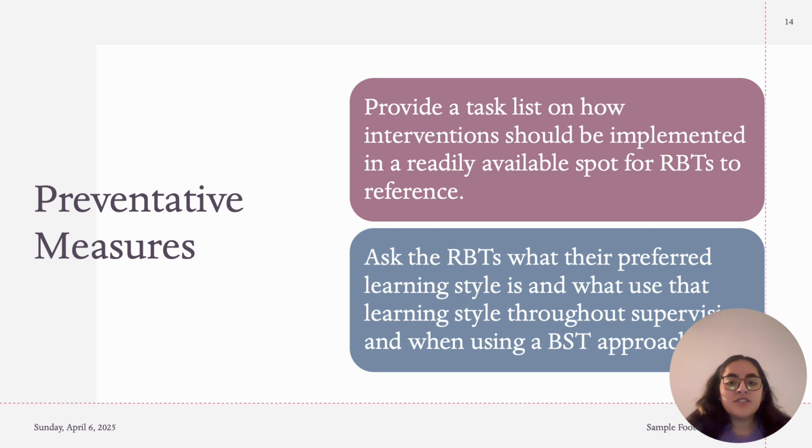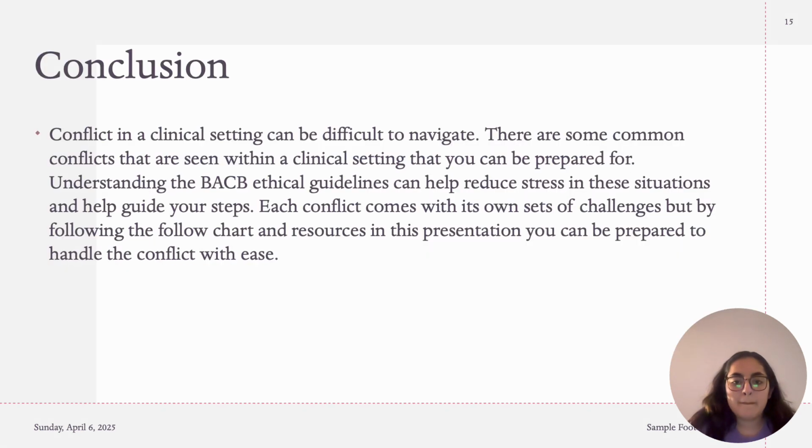Some preventative measures are to provide a task list on how interventions should be implemented and in a readily available spot for the RBTs to reference. And also ask the RBT what the preferred learning style is and use that learning style throughout supervision when using a BST approach.